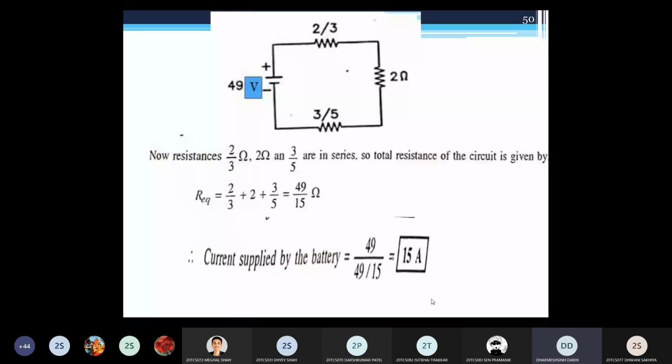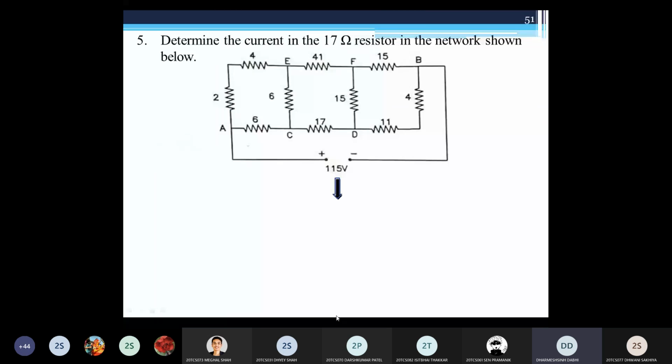So I give one example for your homework. Write down this example. Determine the current in the 17 ohm resistance in your network. The 17 ohm resistance is here between C and D points. Your supply voltage is 115 volt. So convert this and find out the current through this 17 ohm resistance. This example I give for the homework. Quickly draw this figure. So here I stop this lecture because time is over.